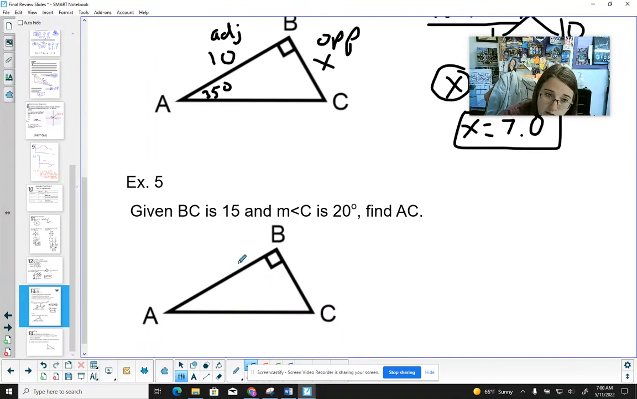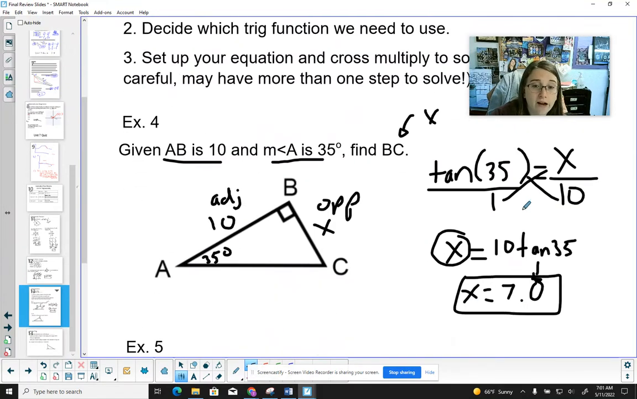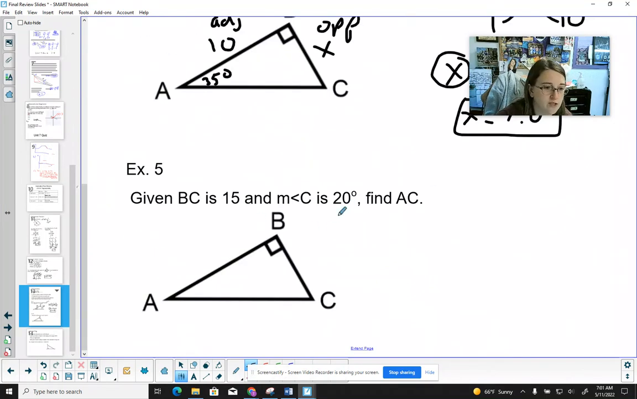So try it again. On the next one, I want you to do the whole thing. Again, being careful, though, that when you cross multiply, if x is not by itself, again, we did 1 times x. X is by itself. You need to do something else. So go ahead and try this next question. Okay, BC is 15. C is 20. And don't forget your x. You guys get mixed up. If you didn't put x, you probably didn't know what to do. AC is x.